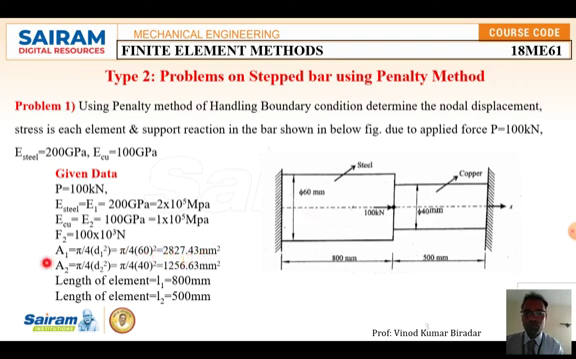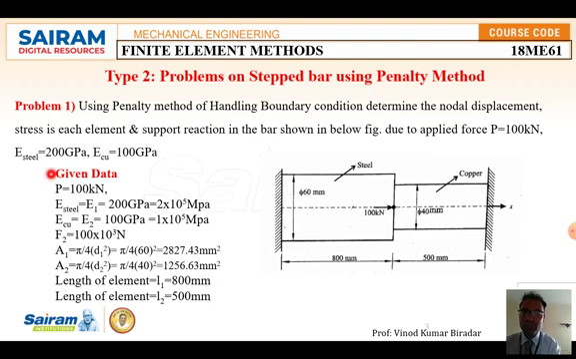Okay, so first you need to calculate the area, and similarly calculate the area for the second element, that is A2 is equal to pi by 4 d2 square. The diameter for the second element is 40, so substitute, and you are going to get 1256.63 mm square. So area 1 and area 2. Also the length is given: for the first element it is 800 and for the second element it is 500, so length of element 1 and length of element 2.